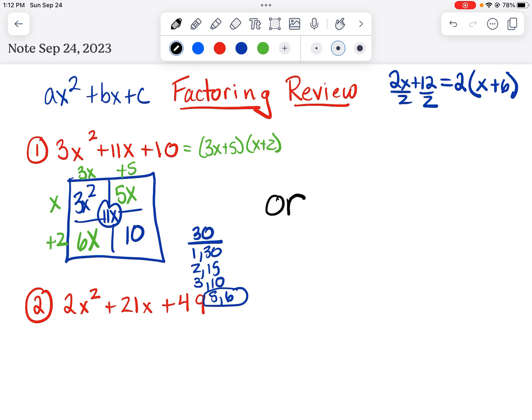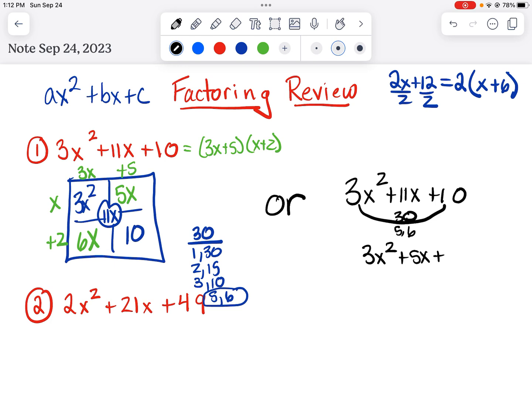Or another way of doing this, and again, it's always nice to have some options, is some people like to go like this, and they say, well, 3 times 10 is 30. So you start the same way. What multiplies to 30 and adds to 11? That's 5 and 6. So you could rewrite this as 3x squared plus 5x plus 6x plus 10. So I expanded that middle term here.